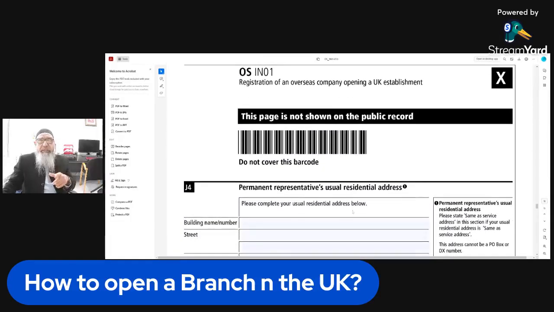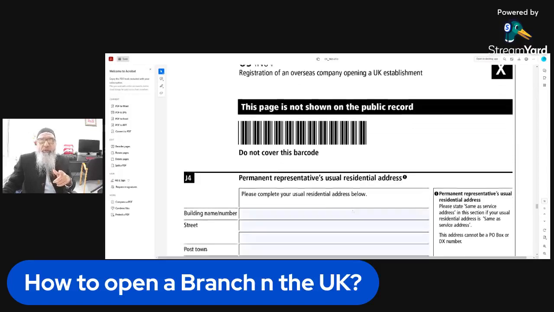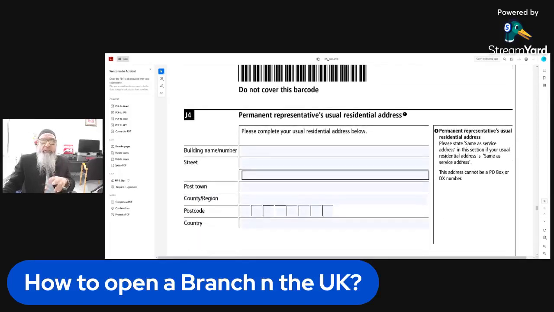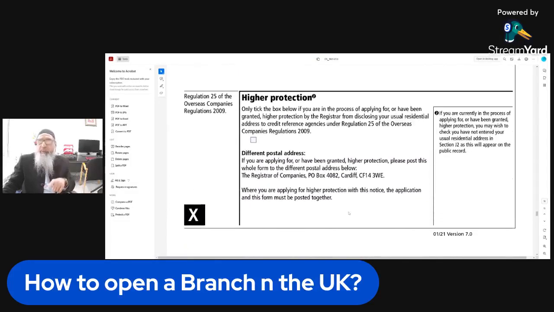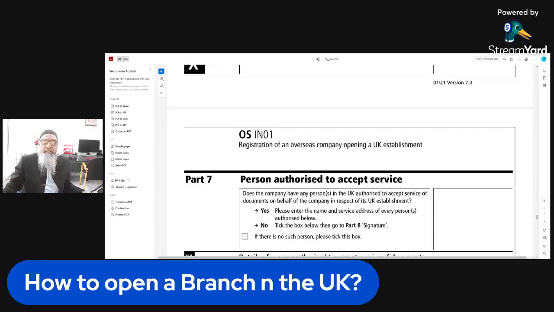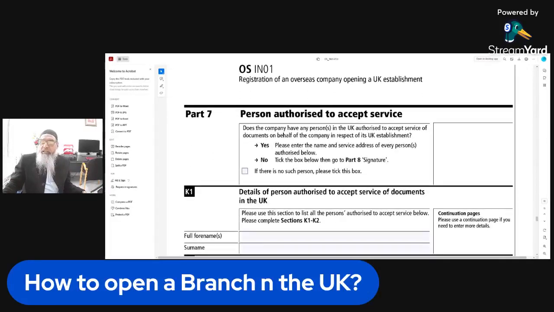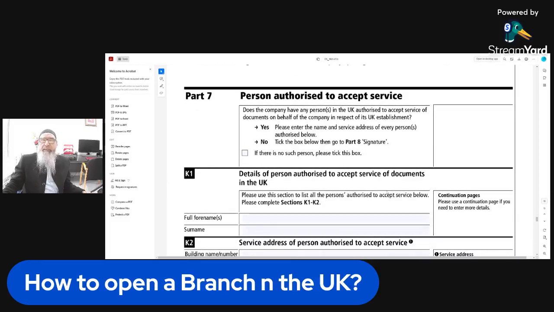Again, this page is not shown in the public records, but you are supposed to complete this section as well. J4 is the permanent representative's usual residential address. So all residential address details are supposed to be provided. Again, higher protection, as we discussed. If somebody intends to know further about higher protection, or if this applies to them, just contact us for further information and assistance.